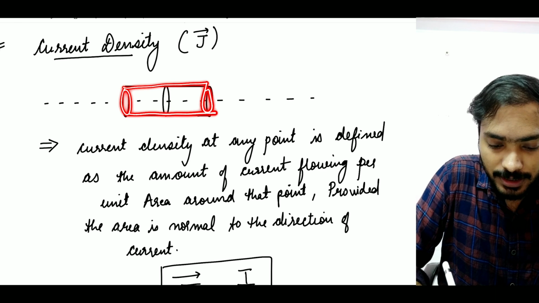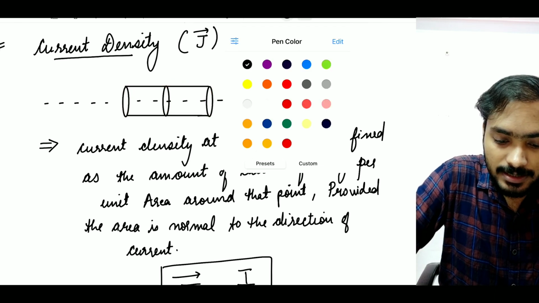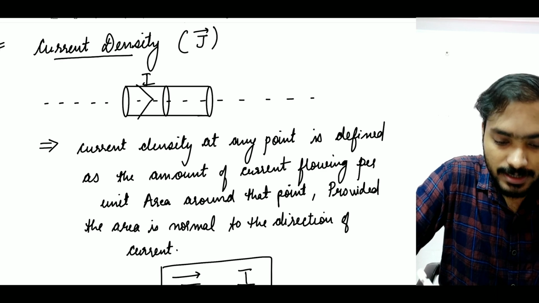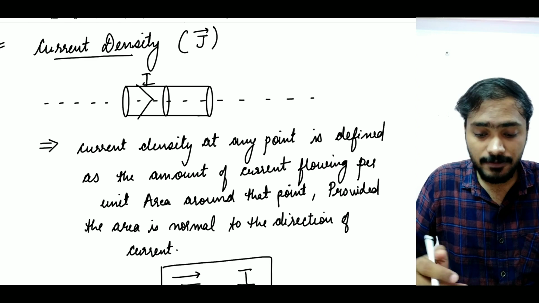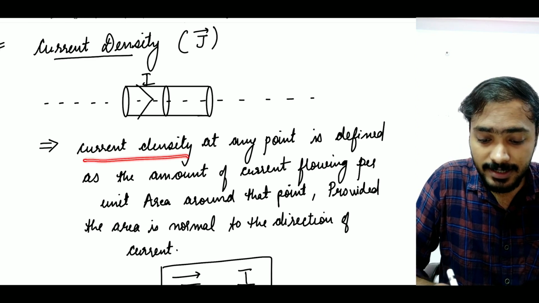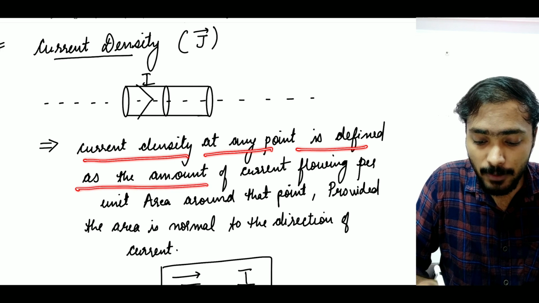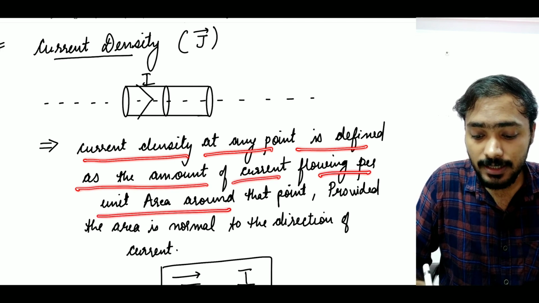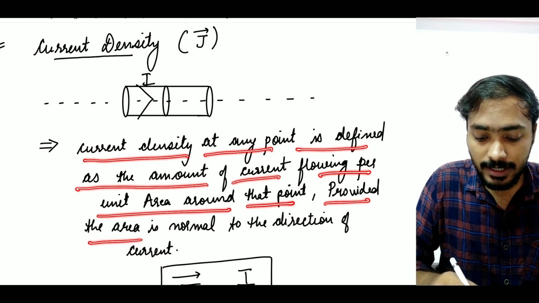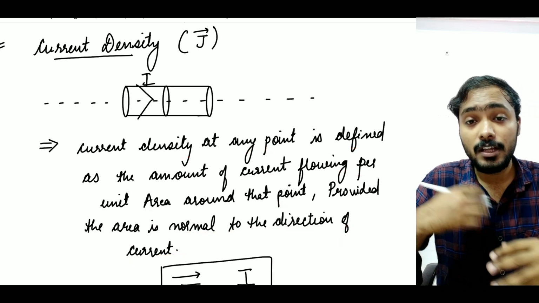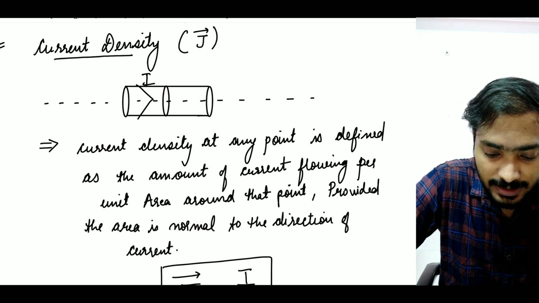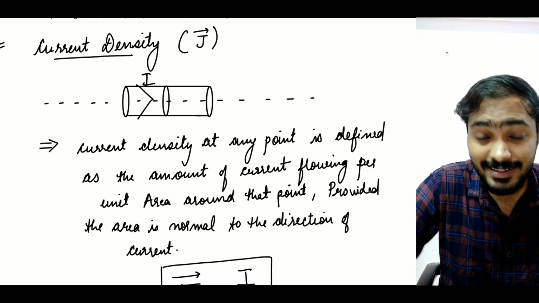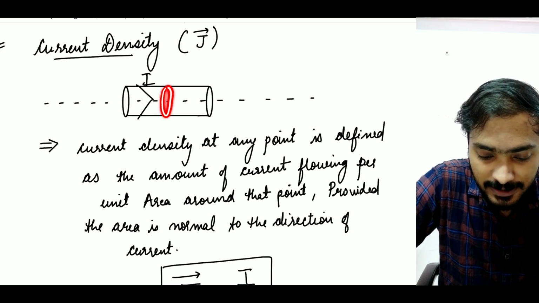You guys can see a conductor over here, and let's assume that some current I is flowing through this conductor, right? Now current density is defined as, you guys can see it's written over here, current density at any point is defined as the amount of current flowing per unit area around that point, provided the area is normal to the direction of current. Now you have to understand, for example, at this particular point you want to find out the current density, then you have to take a circular area over here.